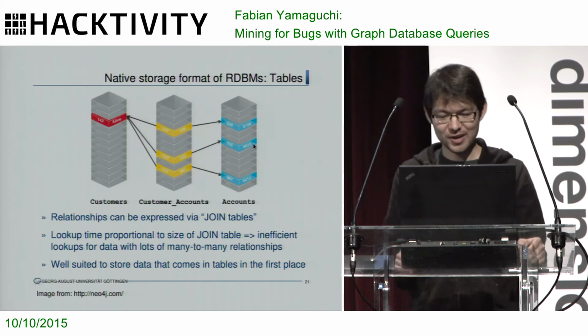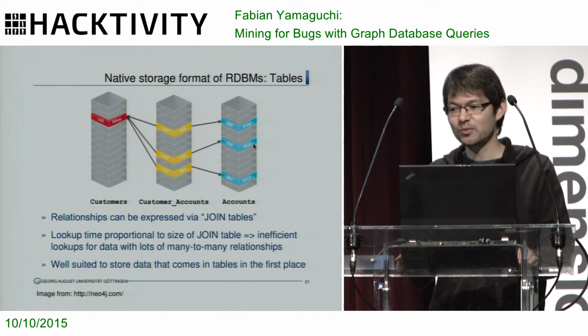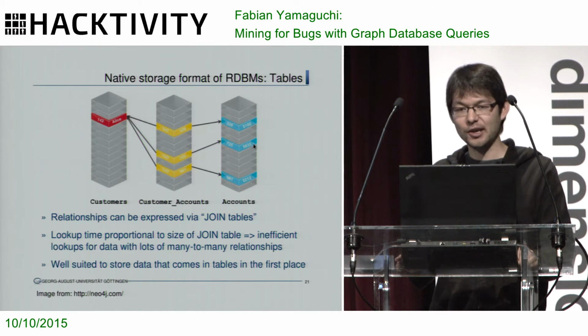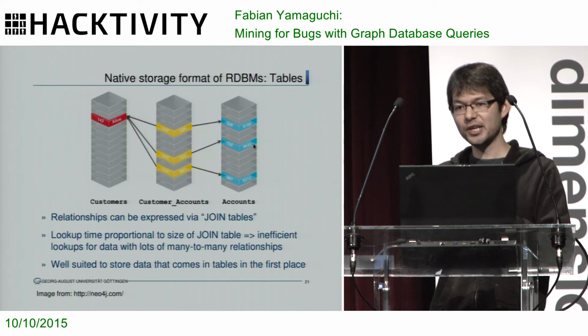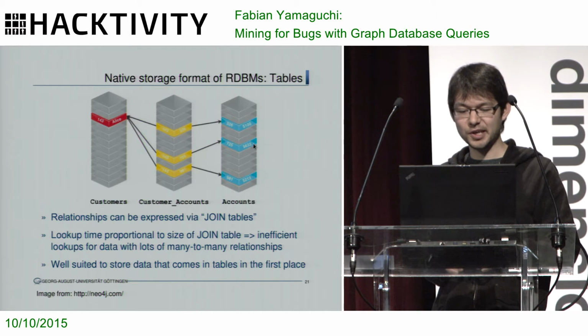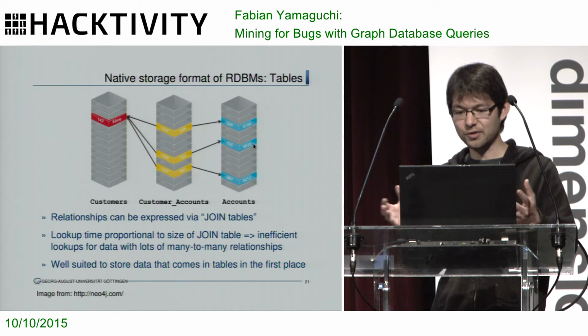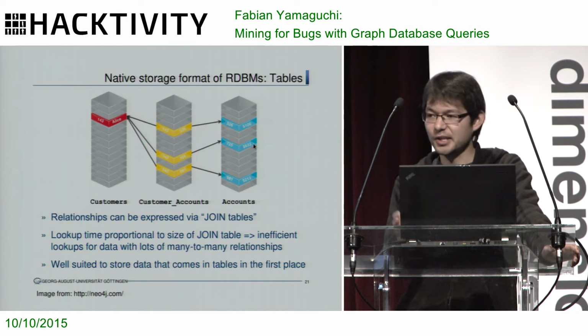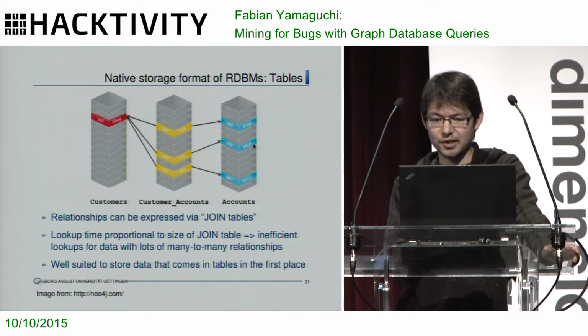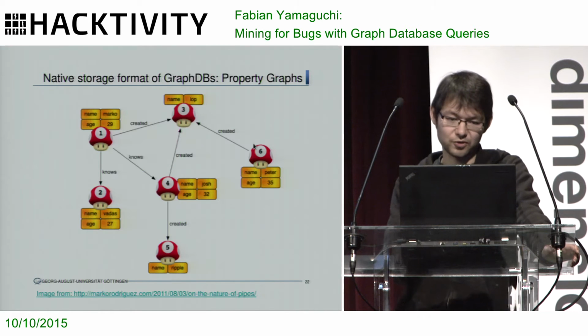And just a short note about the relational database management systems. Of course, you could just create tables for nodes and then create a join table for the edges, but this doesn't scale. The lookup time that you get on the join tables will become proportional to the size of the graph, and this will become very inefficient. So this is one of the main things that graph databases give you natively: the support for efficiently querying these graph structures.